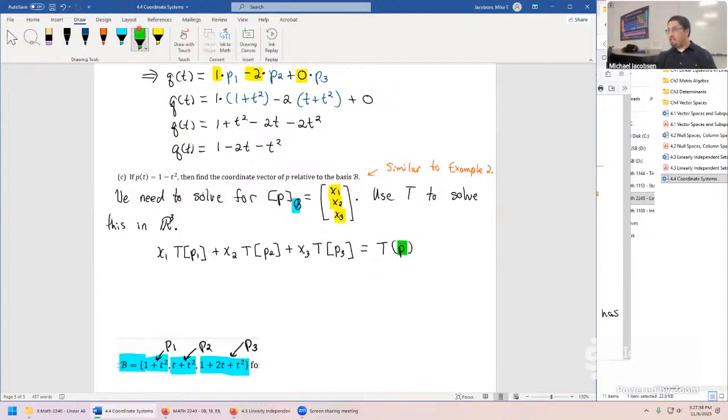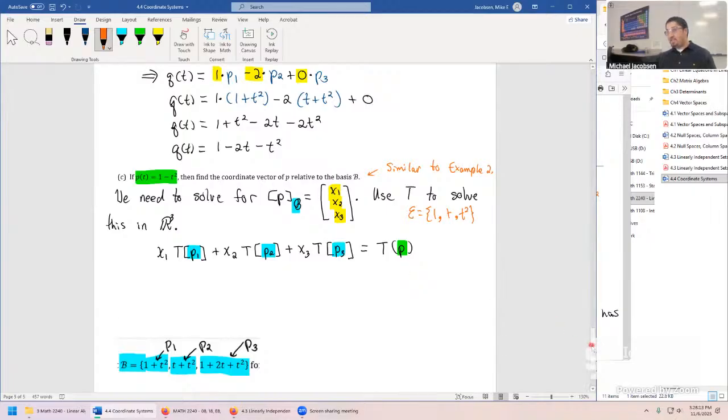So this p right here is the original polynomial we're trying to work with. We have p1, p2, p3 coming from this basis, and the coordinate transformation is just going to give us the coordinates of these basis elements relative to a new basis, E, which is 1, t, t squared. So it's just like example 2, except all we're doing this time is peeling off all the coordinates on every single one of these and solving it in R3.